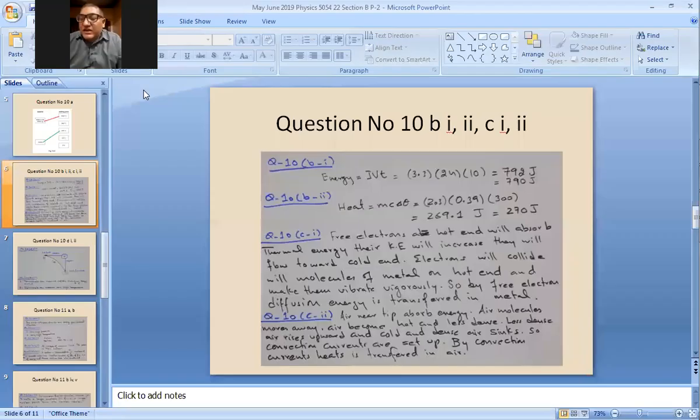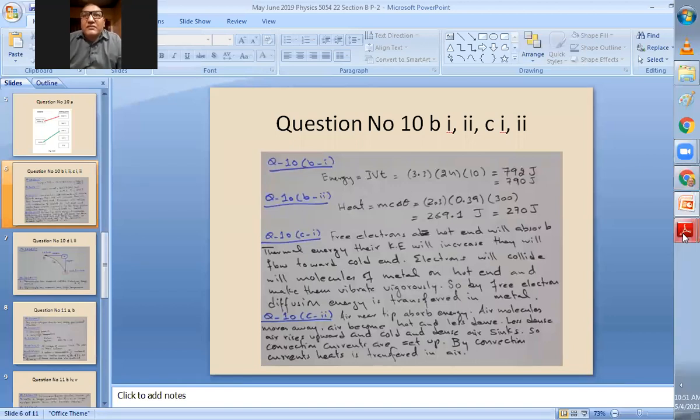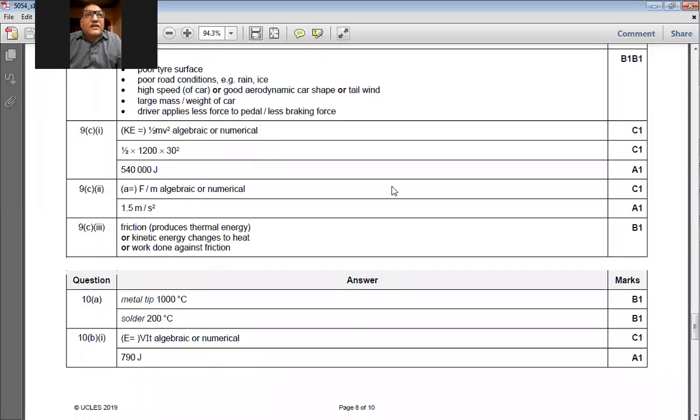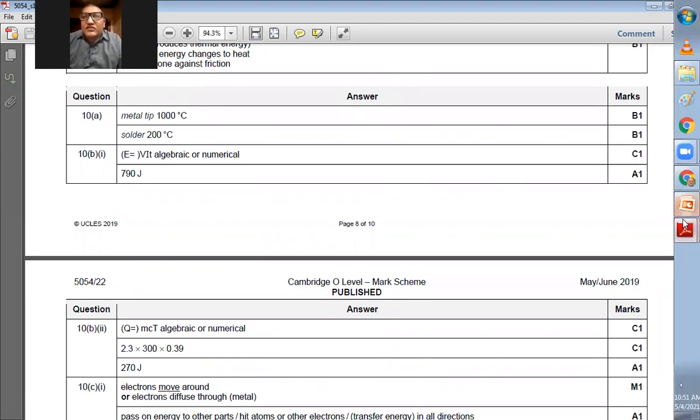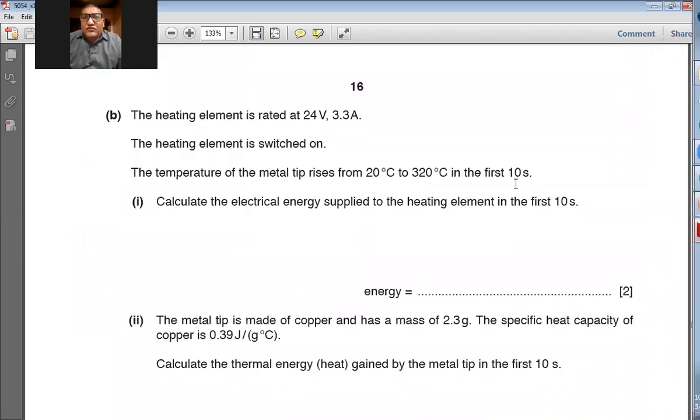Let's check what the marking scheme has to say. You can see question number 10, A part, the metal tip should be joined with 1000 degrees centigrade. The solder should be joined with 200 degrees centigrade. Energy is equal to VIT, and 790 joules will be the final answer. So our numerical is perfect. Okay, so let's move to the next question.